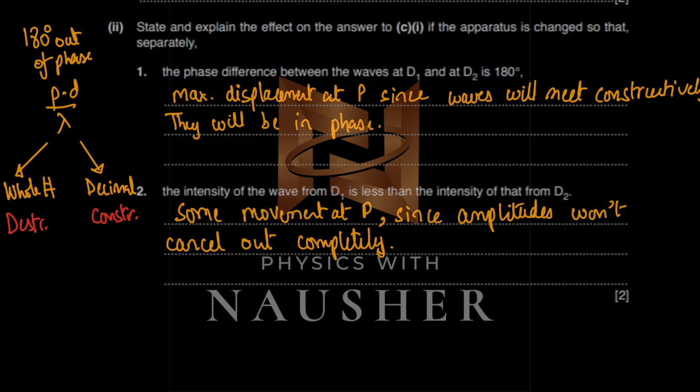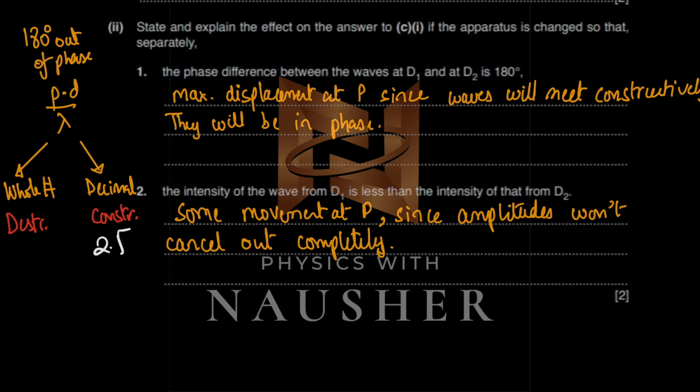So they're asking, now what will you observe at P? Now, at P, I will observe maximum displacement because I already have the path difference to lambda ratio. That was 2.5. And 2.5 is a decimal number, but the two sources are out of phase. Hence, the two waves are going to meet constructively. And then there will be maximum displacement at P.